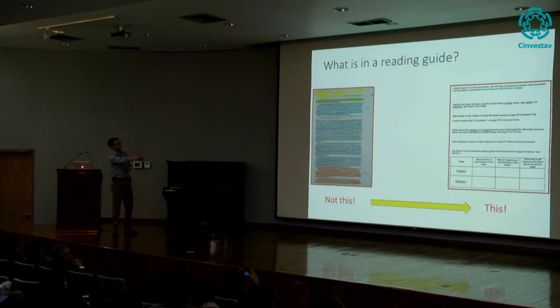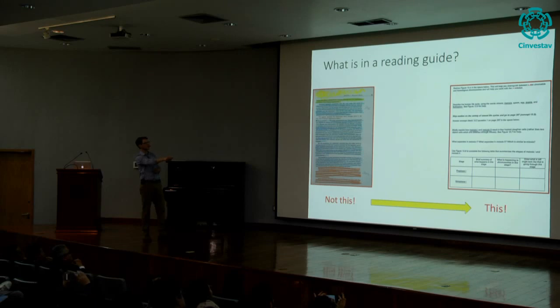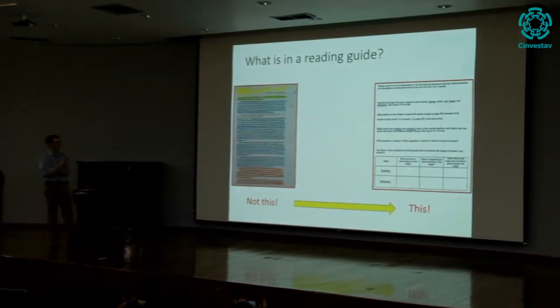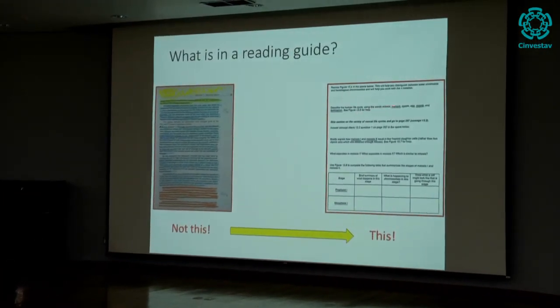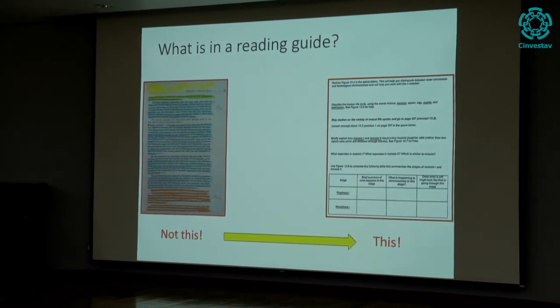So this is a little small, I apologize, but this says, redraw figure 13.4 in the space below. This will help you distinguish between sister chromatids and homologous chromosomes. Describe the human life cycle using these terms. I don't want you to read this section, so I'm telling you to skip it. Here it says, use a figure to complete this table summarizing the steps of meiosis 1 and 2.